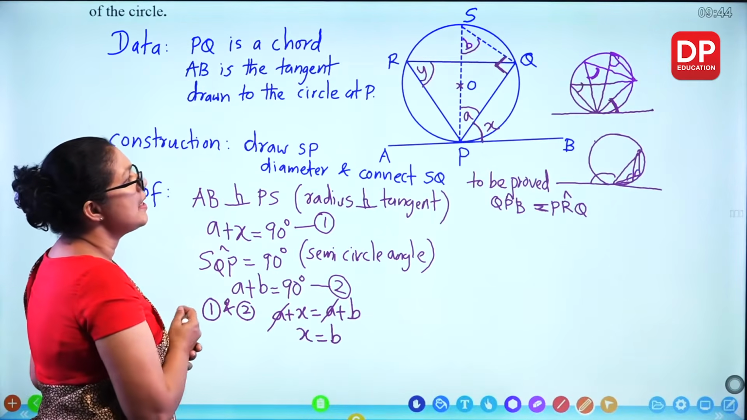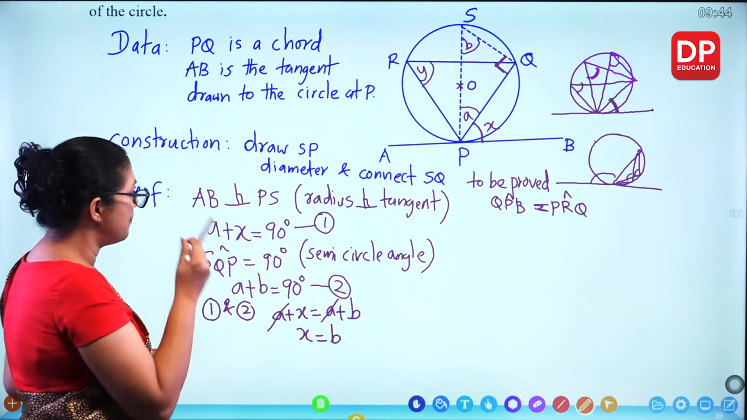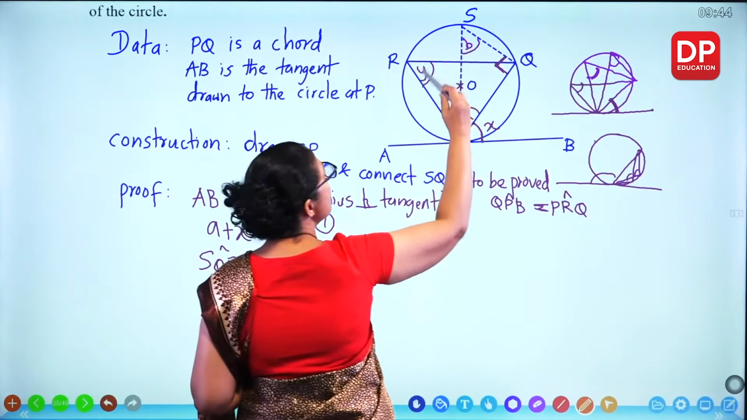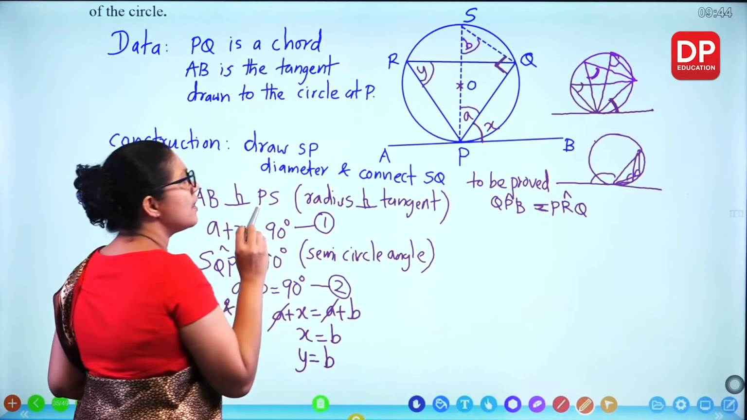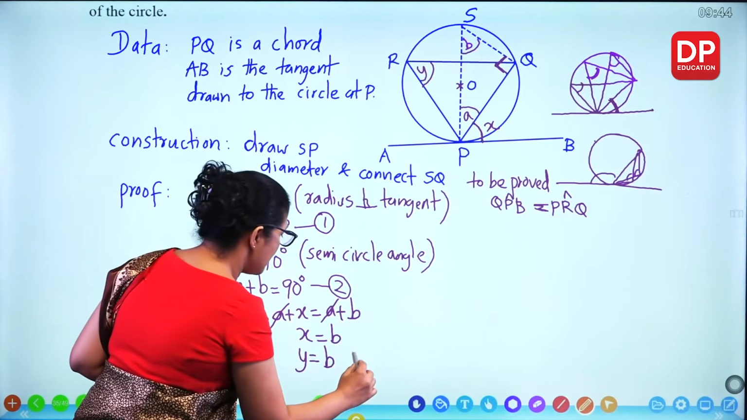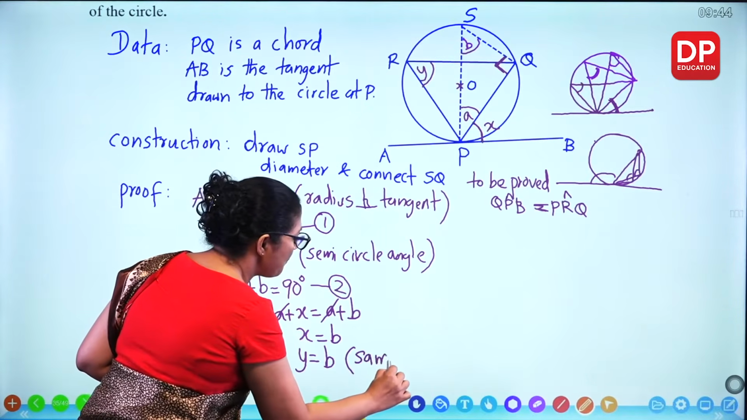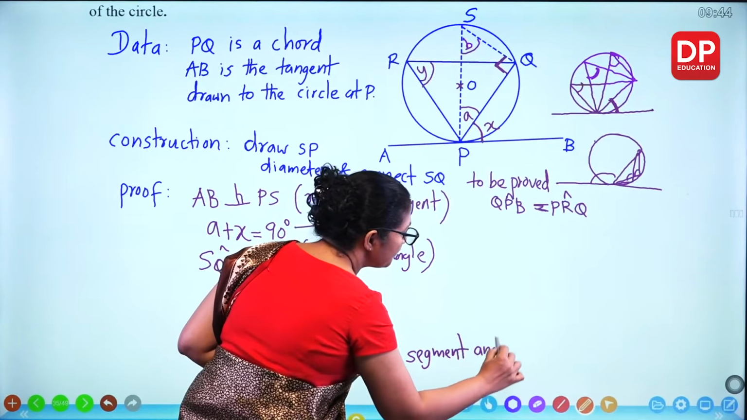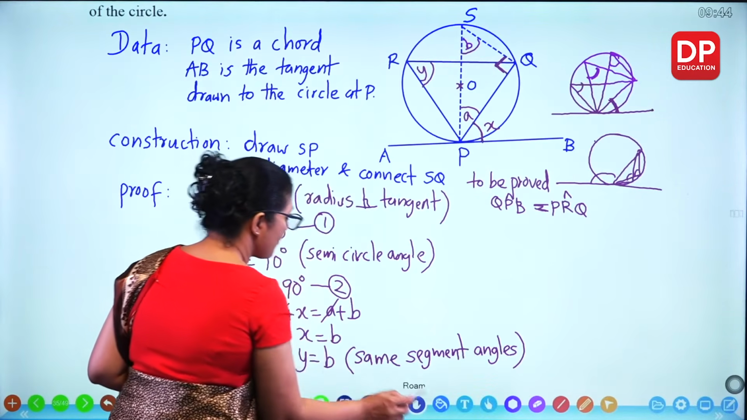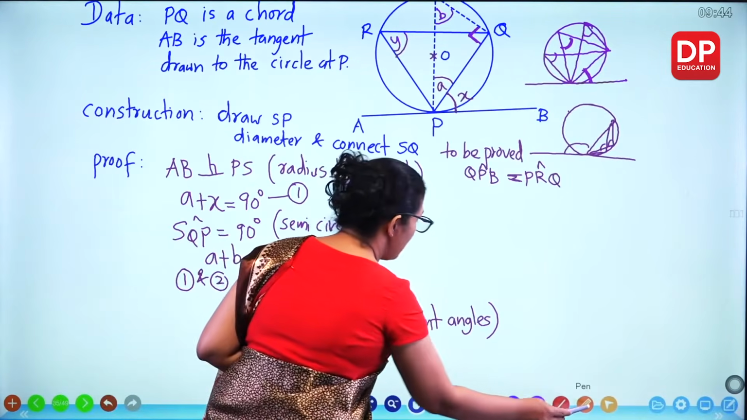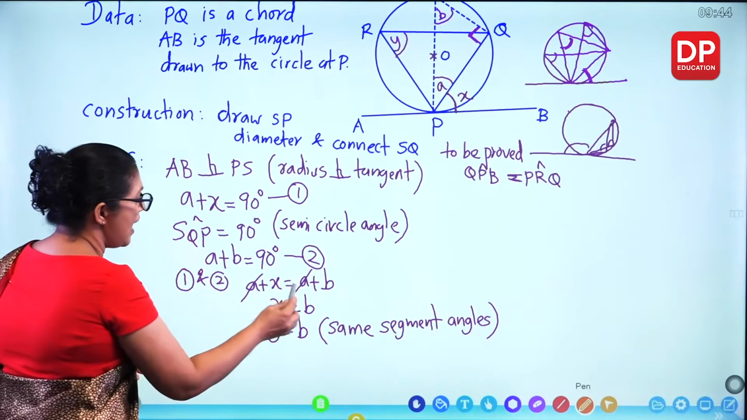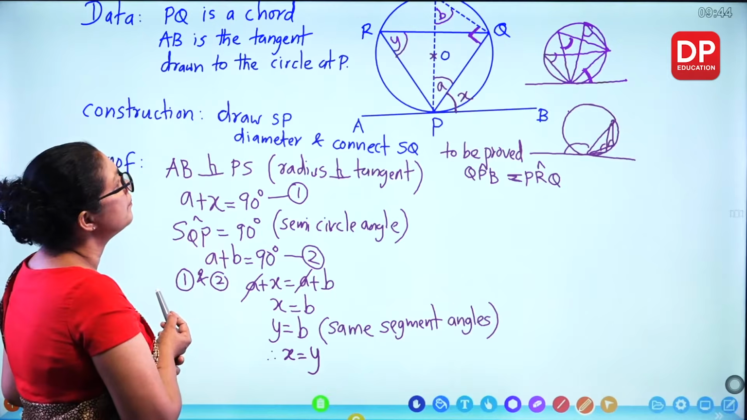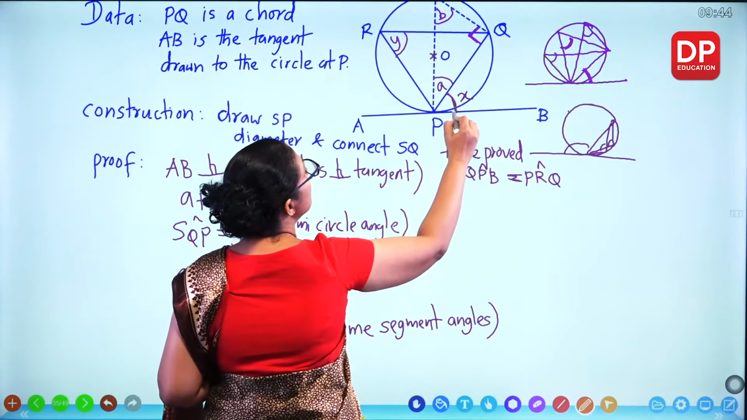X equals B. What do you know about Y and B? Y is also B. What's the reason? Same segment angles are equal with the PQ chord. So Y equals B is same segment angles. Then we can write Y equals B and X equals B. Therefore, X equals Y.